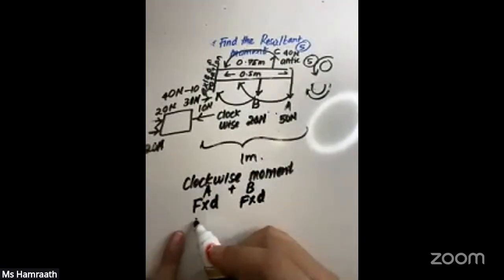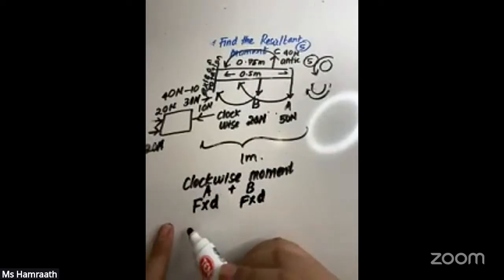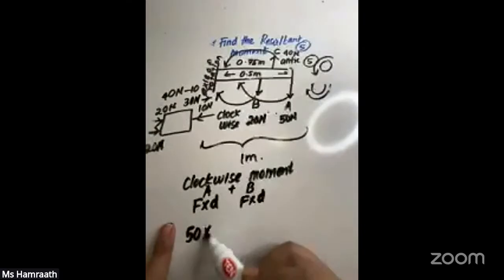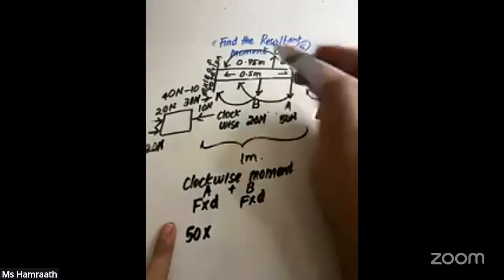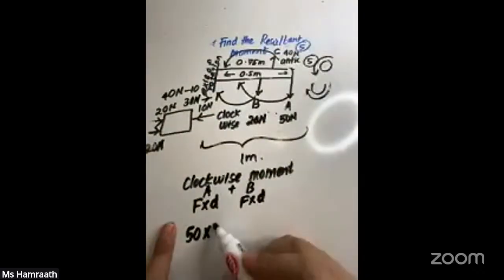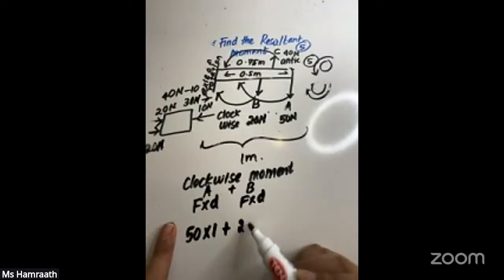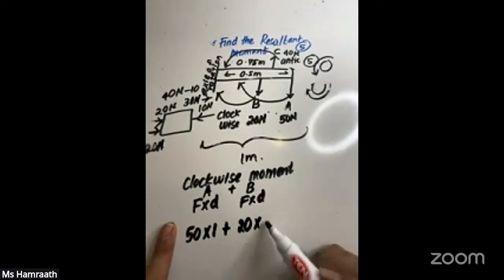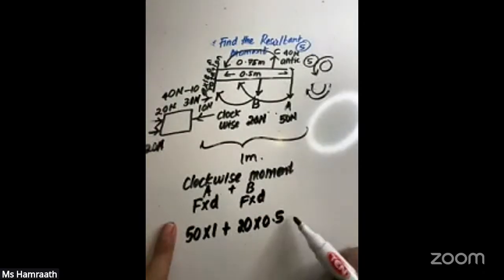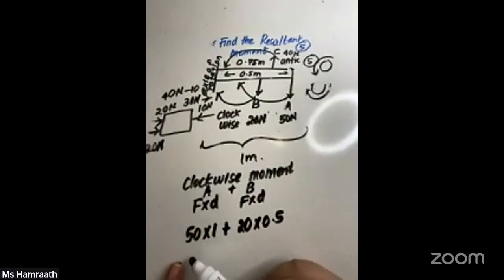So what is the force at the A? The force at the A is going to be 50. Okay. And what is the distance from this edge to this edge? The whole one is 1 meter, plus. And here, what is the force? 20 into 0.5 meter. So 50 into 1 is 50, plus 20 into 0.5 is 10.